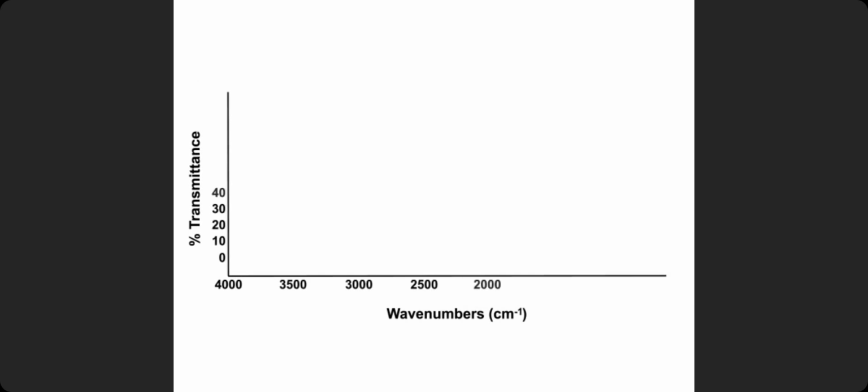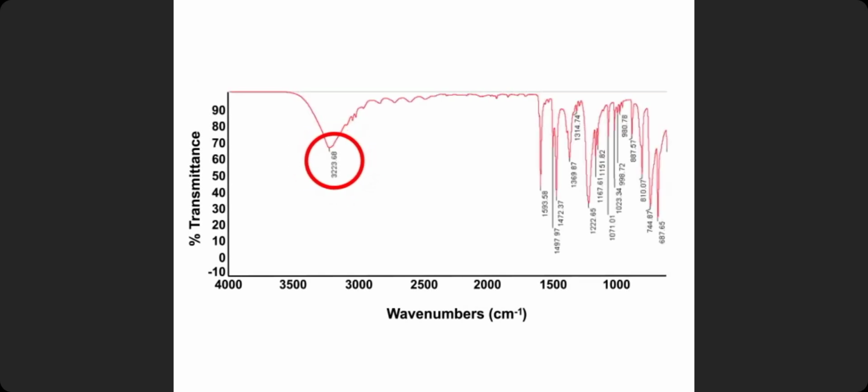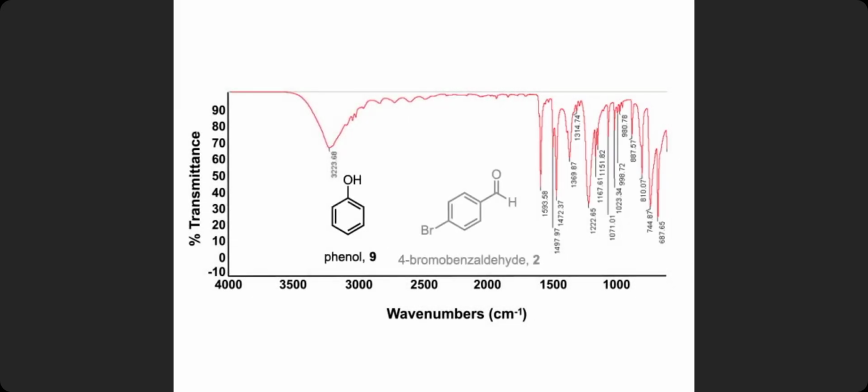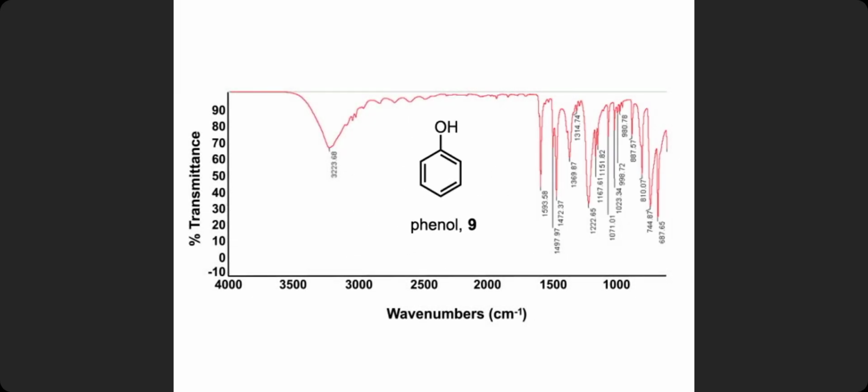The spectrum from the unknown compound shows a wide peak near the 3300 wave number region, indicative of either an OH or NH stretching absorption. The peaks to the right indicate the presence of carbon-carbon double bonds and carbon-oxygen bonds. Of the 2 remaining compounds, only one has an OH group, so the compound is phenol.